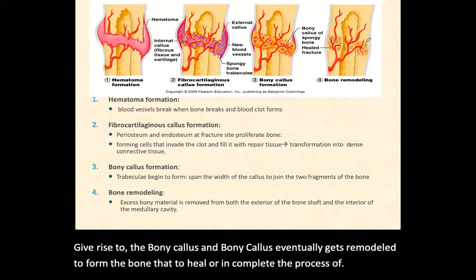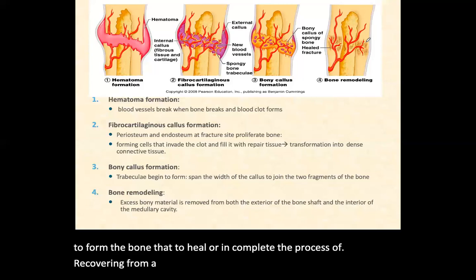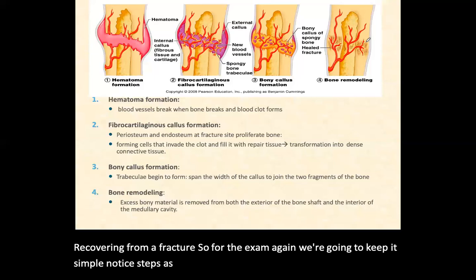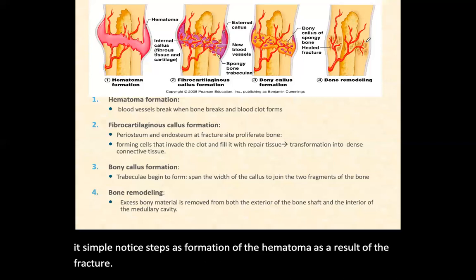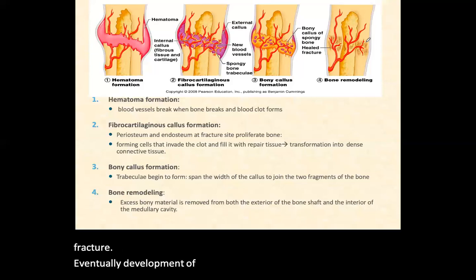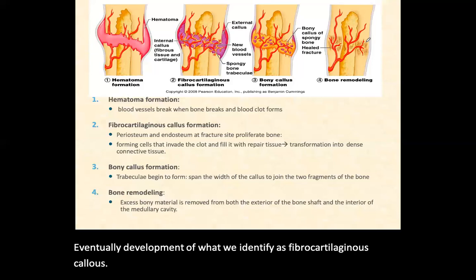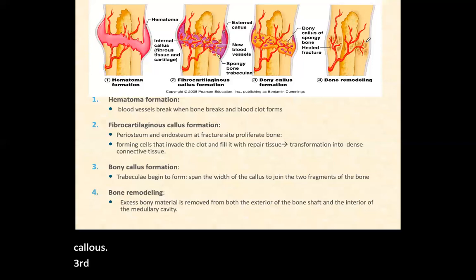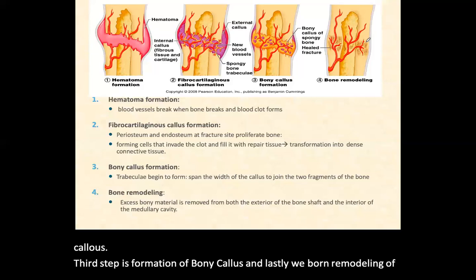So for the exam, again, we're going to keep it simple. Know the steps as formation of the hematoma as a result of the fracture, eventually development of what we identify as fibrocartilaginous callus. Third step is formation of bony callus, and lastly, remodeling of the bone to finish the process.